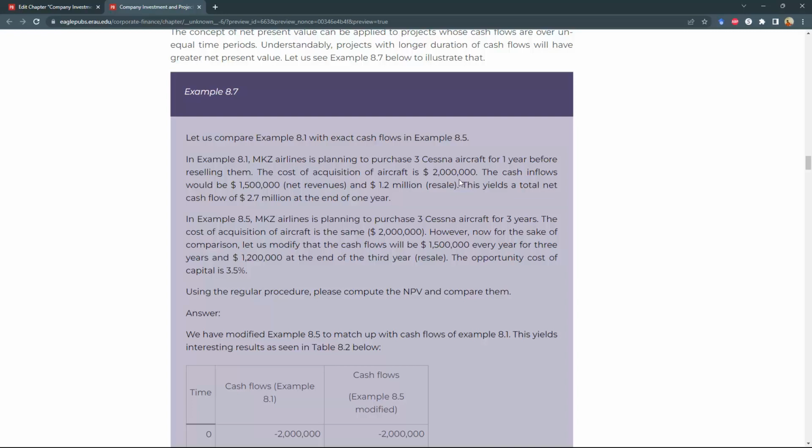Example 8.7. Now let us compare example 8.1 with the exact cash flows in example 8.5. In example 8.1 we have MKZ Airline purchasing 3 Cessna aircraft for 1 year before reselling them. The cost of acquisition is $2 million and the inflows would be $1.5 million in net revenue and $1.2 million through resale after 1 year. So the total cash flow is $2.7 million after 1 year.